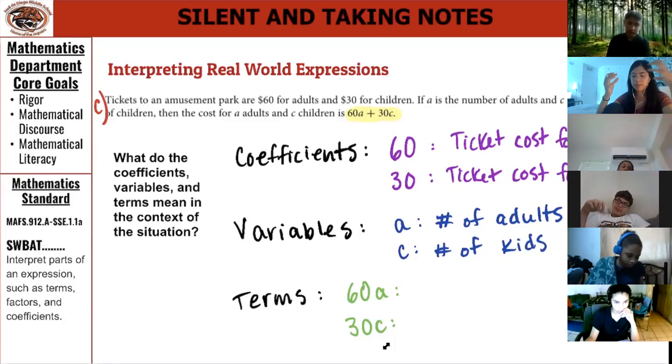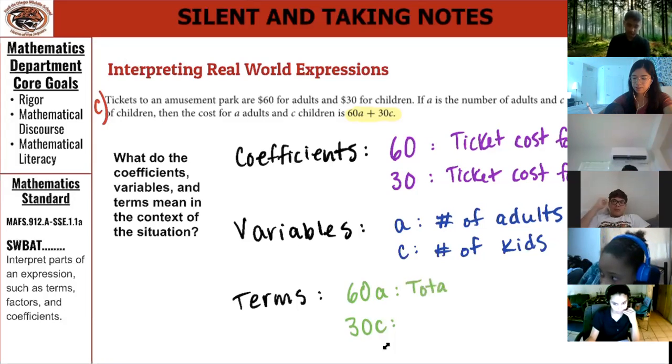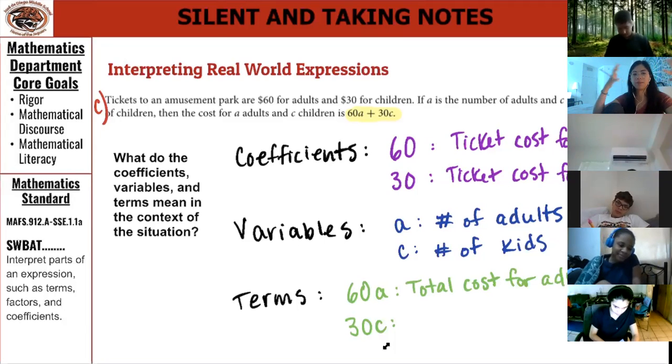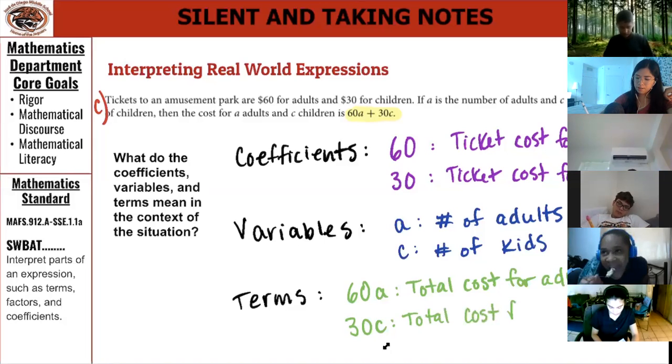those two numbers, the 60 and the A, together tells you the total costs for the adults who went to the park. 60 is just for one adult. But when you multiply it by the number of adults who went, that's going to give you the total amount for all of the adults. And then you also have the total cost for the children.